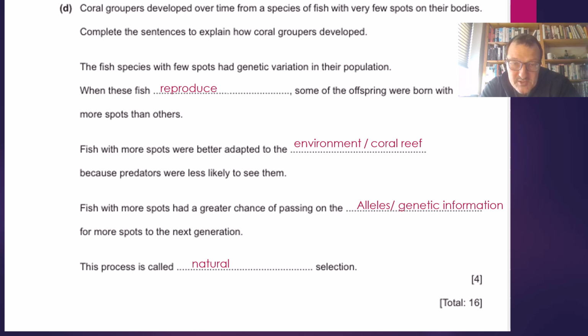Fish with more spots had a greater chance of passing on the genetic information, or alleles, will both give you the points, for more spots into the next generation. This process is called natural selection, and if you have all four, you get 4 very easy points here.